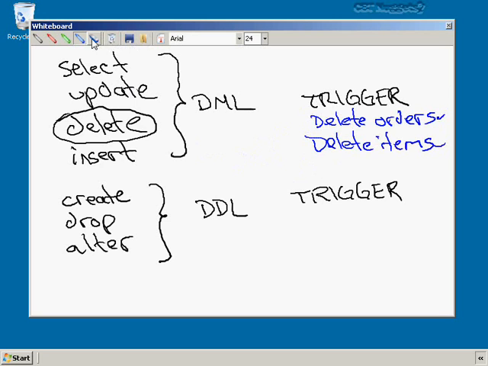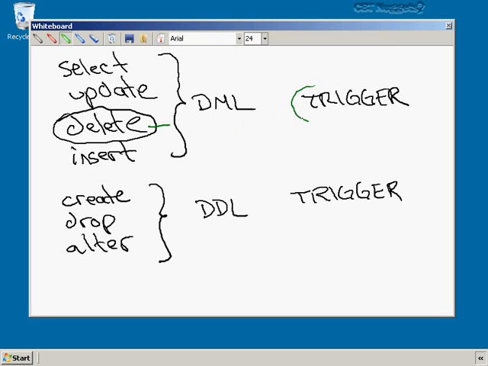Now, a more useful use for that might be to say, when someone tries to delete something from the customers table, instead of allowing them to do that, I want to move that data off to an archive. So that way I'm never really losing any data, and that's another use of a trigger. So before I allow the delete to occur, I'm going to grab up all that data, insert it into an archive database, and then I'll have it. Then I'll allow the delete to proceed.